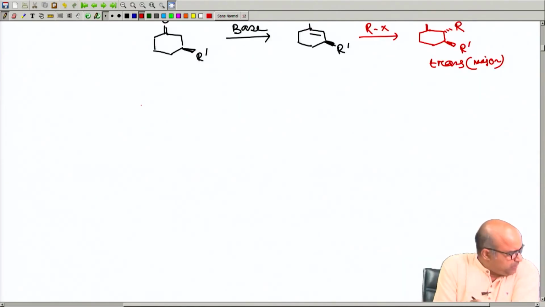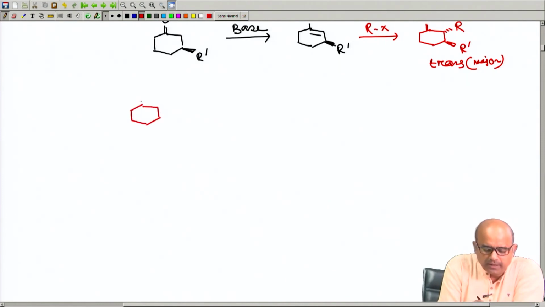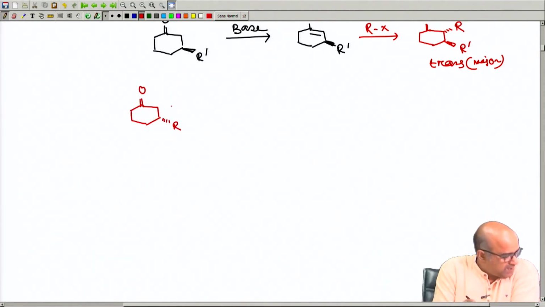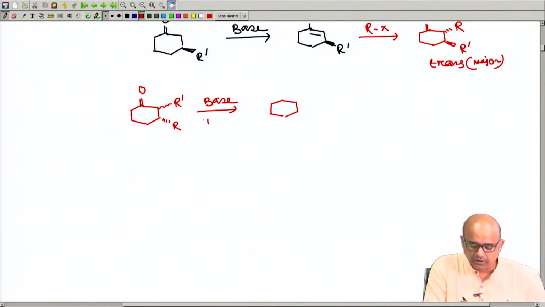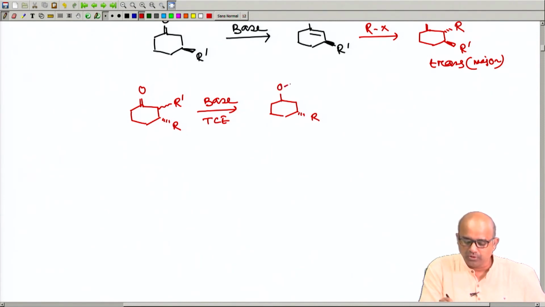The thing will be somewhat complicated if you, let us say, have a compound something like this. You have a pre-existing stereocenter at the 3 position, and also you have a stereocenter here, but this stereocenter does not matter, because at the very beginning you are trying to destroy the stereocenter through hydrogen abstraction through a thermodynamically controlled enolate generation. So, you do a TCE. This R is an existing alpha stereocenter. So, you generate O with a metal and R prime.